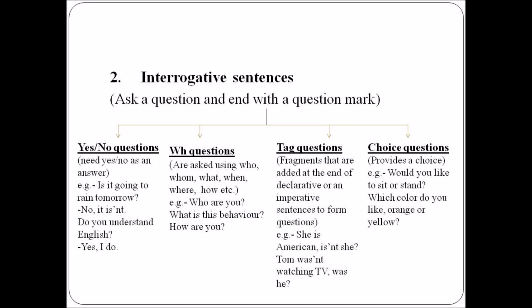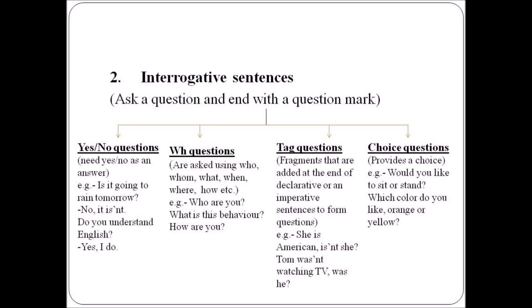The third type of interrogative sentences are tag questions. These are fragments that are added at the end of declarative or an imperative sentence to form a question. For example, she is an American, isn't she? Tom wasn't watching TV, was he?